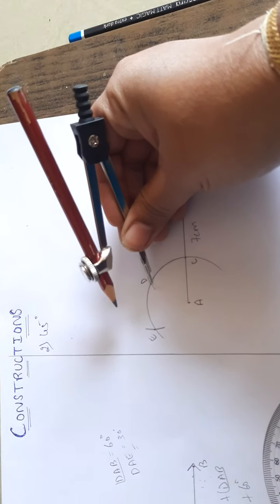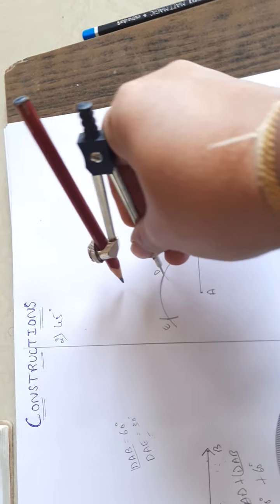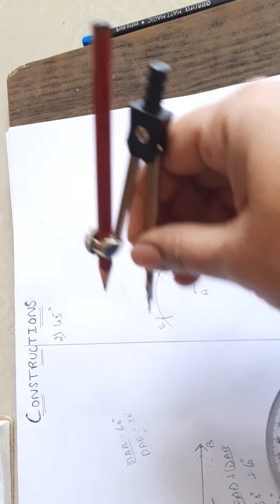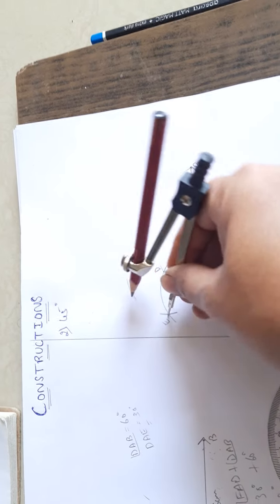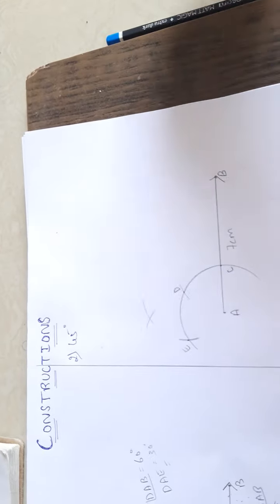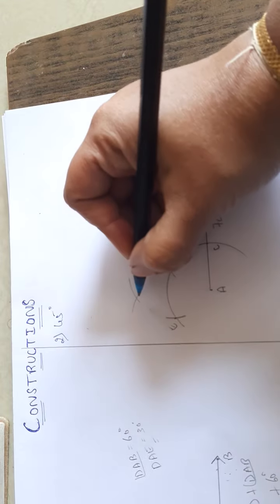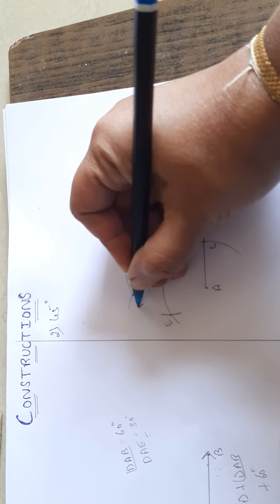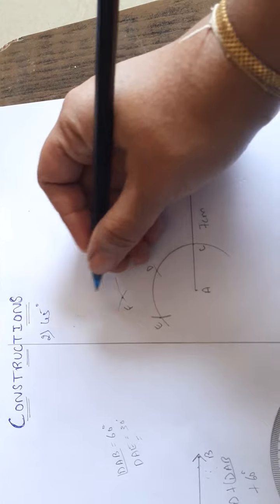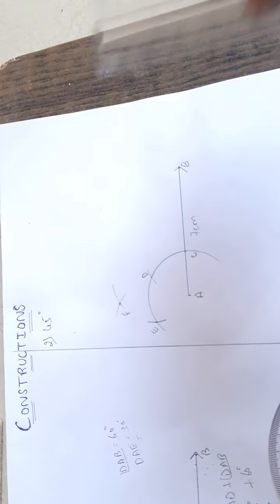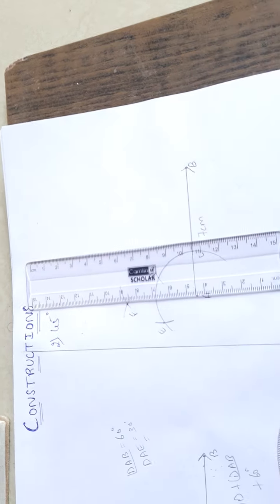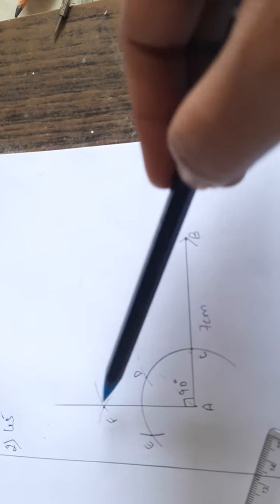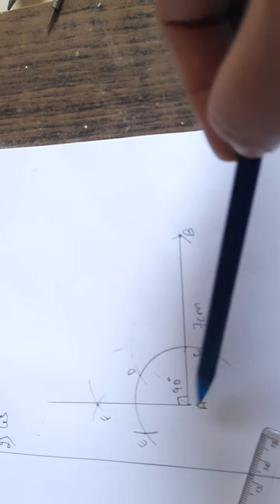What is the next step? With the same measurement, keep at D and cut an arc. Same as the first problem, I am repeating. Cut an arc, again keep it at E and cut an arc. Look how beautifully the two arcs coincided at point F. Now join AF with the help of a scale. Let me join AF, the intersection point, like this. So I joined AF and I got angle FAB, which is 90 degrees.